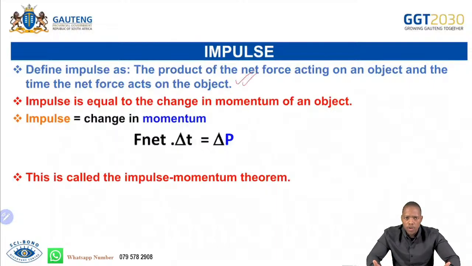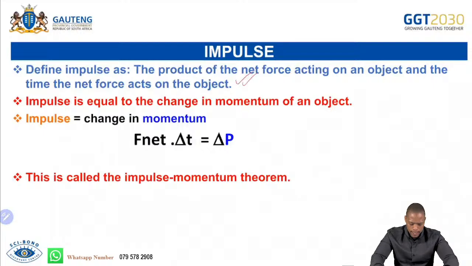You explain according to your understanding. If you want to use your understanding, you use it when you have to do what? Explanation questions. But you do not define according to your understanding. You define according to the examination guideline. Hence, I have taken this definition from the examination guideline word for word: the product of the net force acting on an object and the time the net force acts on an object.